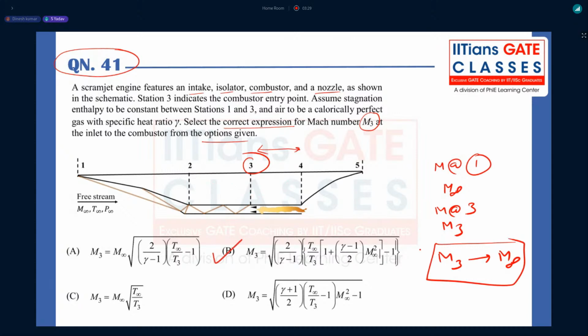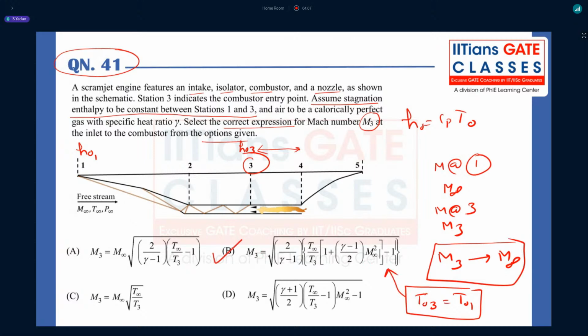So where I was: we are looking for a relation between M3 and M infinity. To find it, you have to pay attention to this part. Assume stagnation enthalpy to be constant between station 1 and 3. So H naught 1 is equal to H naught 3, and you know that H naught is nothing but Cp T naught. So finally, T naught 3 is equal to T naught 1. We will start from this relation. I have already marked the answer for you, so we'll see how to come from T naught 3 to T naught 1.